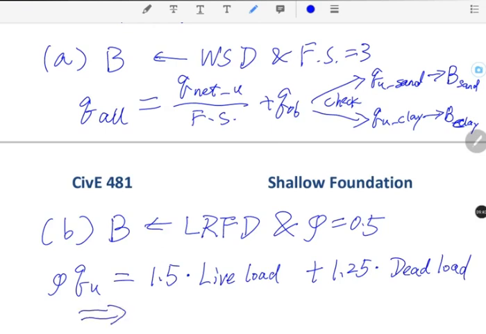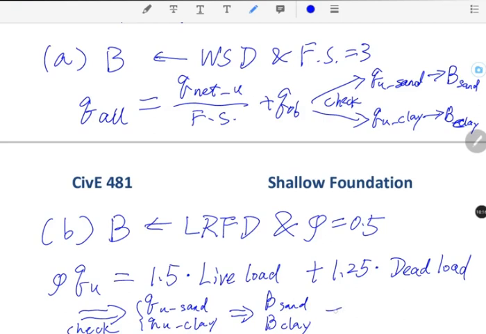Then you use this equation to check QU sand and QU clay separately. To generate 2 B values, a B for sand and a B for clay. Then you select the bigger value between these two for your LRFD design.